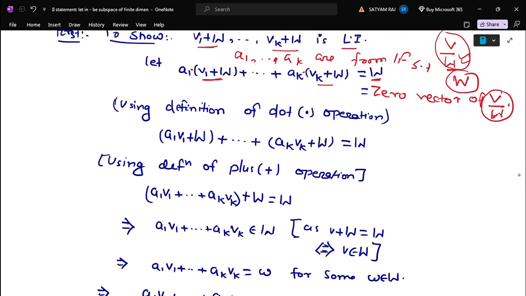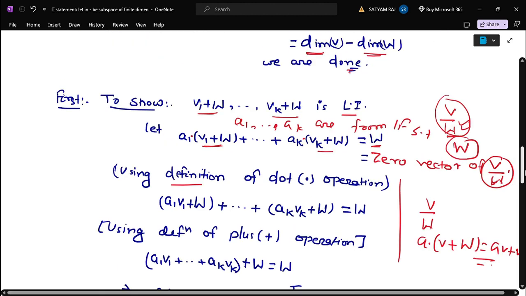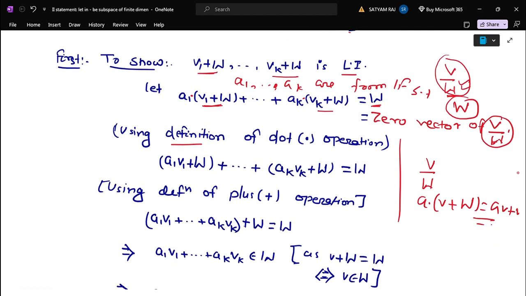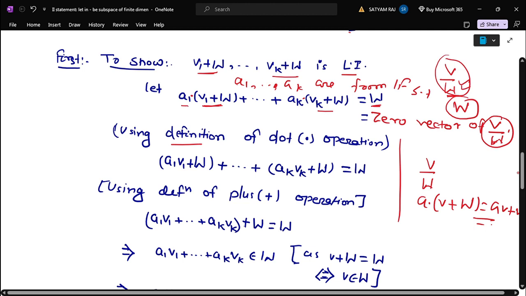So using the definition of the dot operation, what is the definition of the dot operation in V/W? A dot (V plus W) is equal to AV plus W. We have seen this in the previous lecture. So it will be A1 V1 plus W, and similarly Ak Vk plus W, and this equals W.